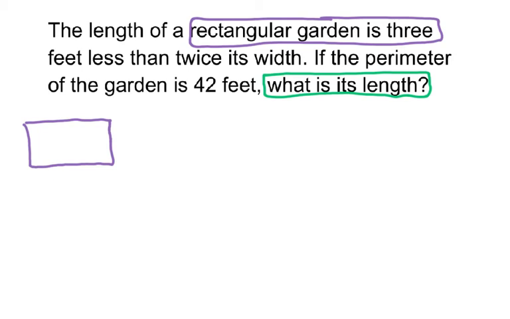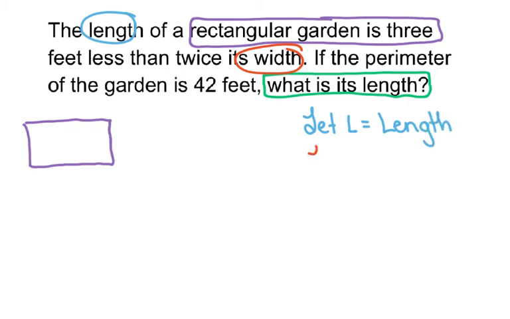We're going to have our let statements with the length and the width. So I'm going to say let L equal length. Let W equal the width, because those are the two things that are unknown. I'm also going to label them on my rectangle.